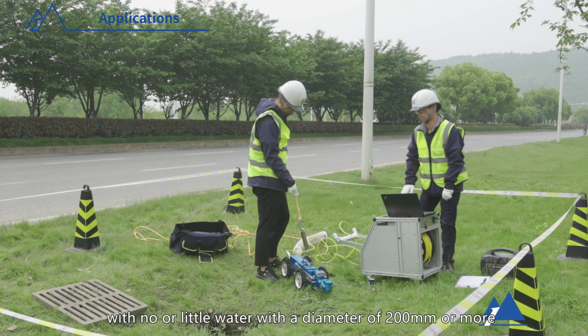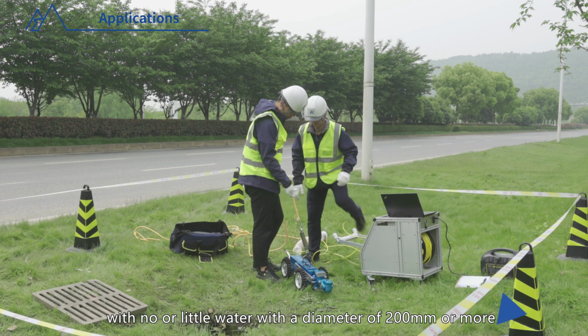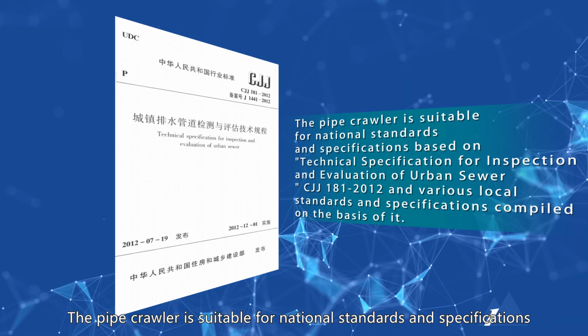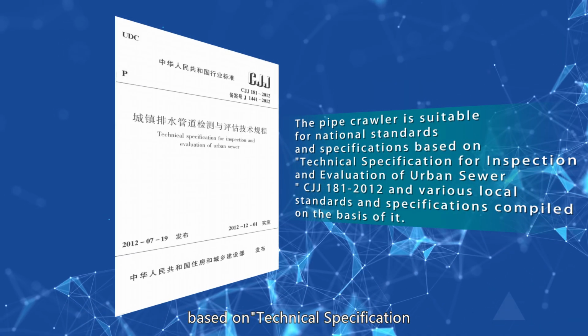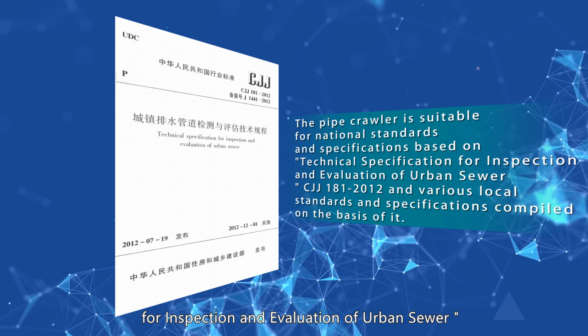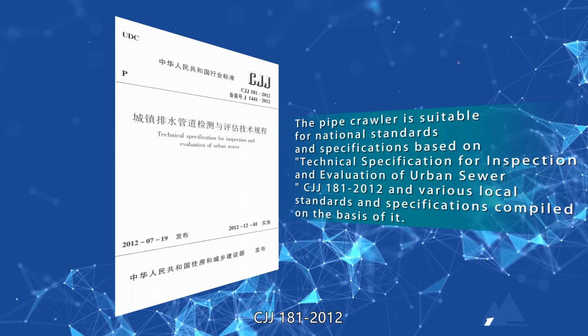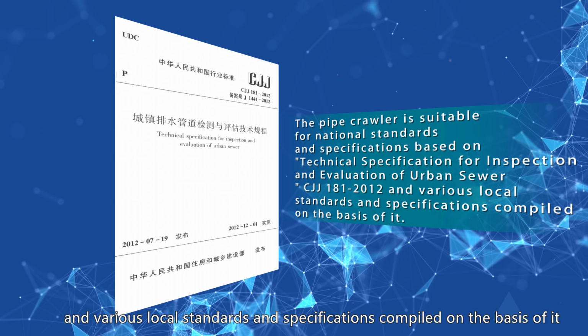with no or little water with a diameter of 200 millimeters or more. The pipe crawler is suitable for national standards and specifications based on Technical Specification for Inspection and Evaluation of Urban Sewer, CJJ 181-2012, and various local standards and specifications compiled on the basis of it.